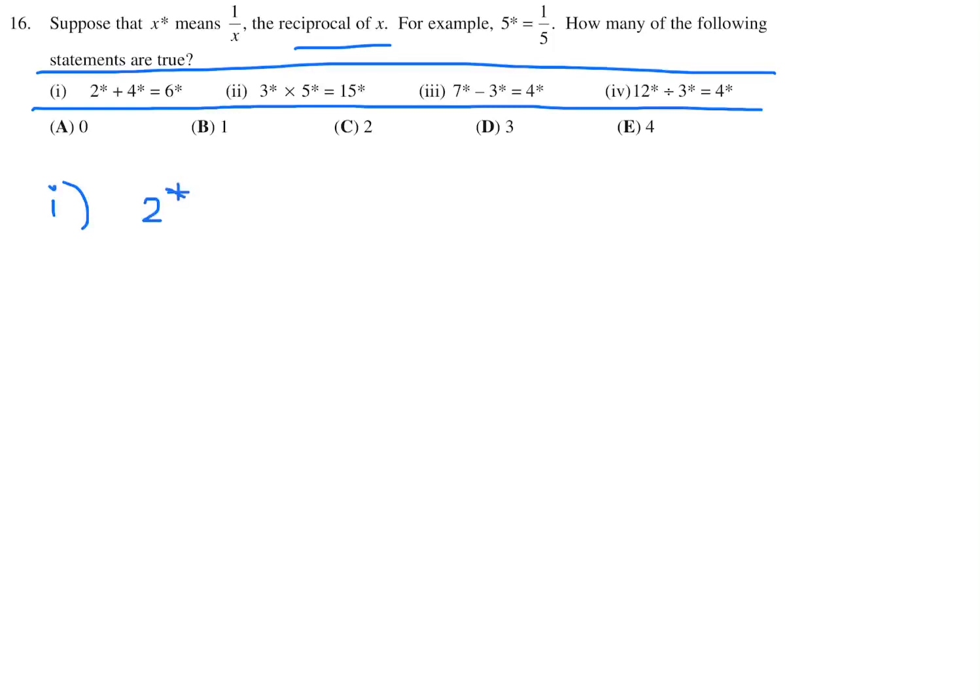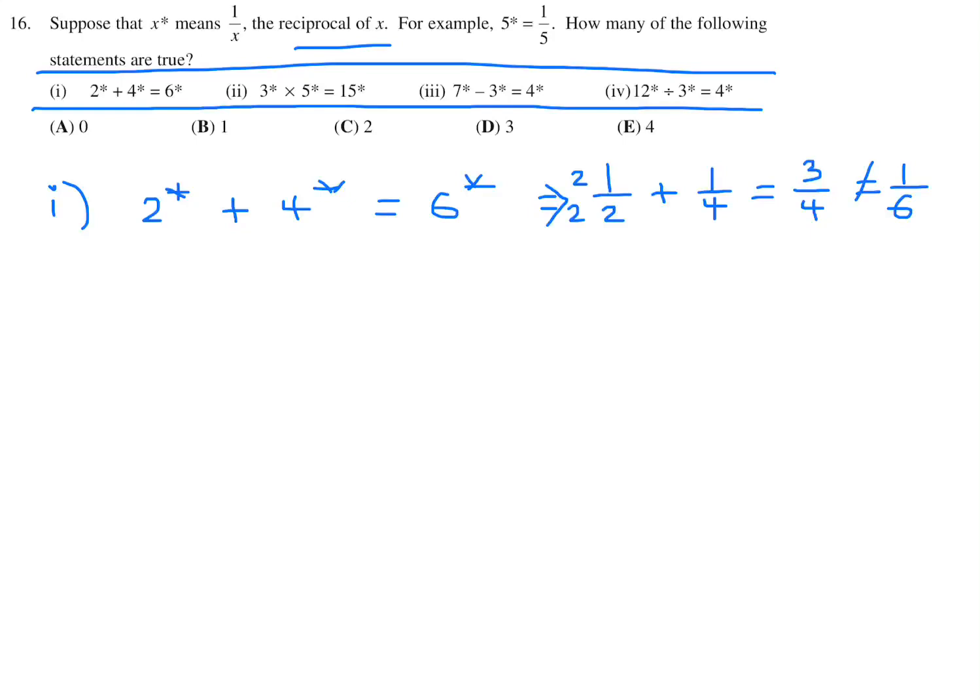The first one, 2 star plus 4 star is 6 star. Okay, so 2 star is 1 over 2, 4 star is 1 over 4, and if you do the top and bottom, you'll get 3 over 4. Is that equal to 1 over 6? Right? Because that's what 6 star is. And the answer is no. 3 over 4 is not equal to 1 over 6, so this is not true. Put a little X there.